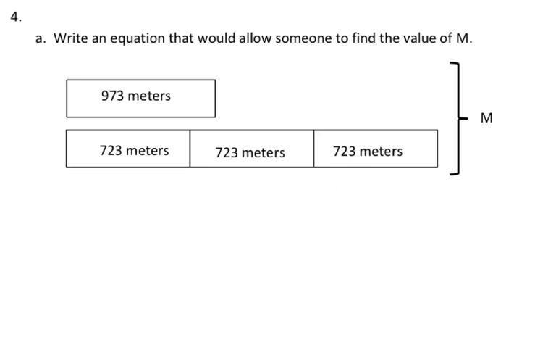So we're going to look at question number 4, and it says write an equation that would allow someone to find the value of m. Okay, so in order to do that, to find the value of m, what do I need to do? So it looks like I'm combining this first tape right here and the second tape right here. So to me it looks like I would have 723, and I'm multiplying that 3 times. And then in order to find the value of m, I need to add 973. And that is going to be all equal to m.